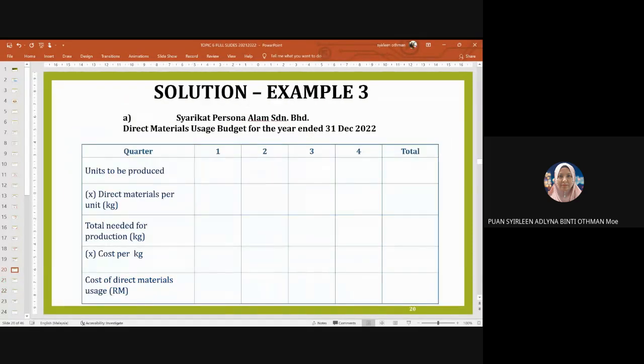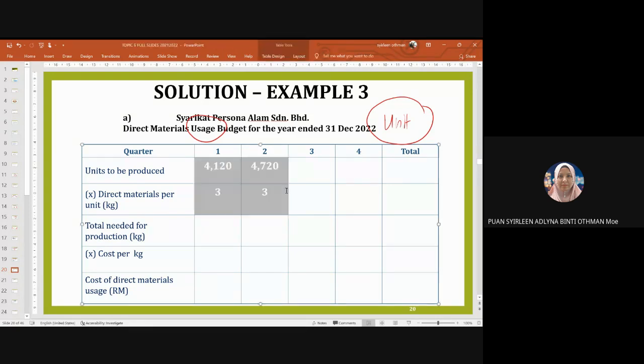Okay, saya akan kira usage dulu. That means saya akan guna ni untuk kira dalam unit dulu. Lepas tu saya kira costing and then baru kita combine. Nak buat sekali terus boleh, tak ada masalah. Tapi for learning purpose, kita ajar semualah. Okay, so unit to be produced, saya ambil daripada production budget. Okay, so yang ni just copy paste sahaja from the budget given.